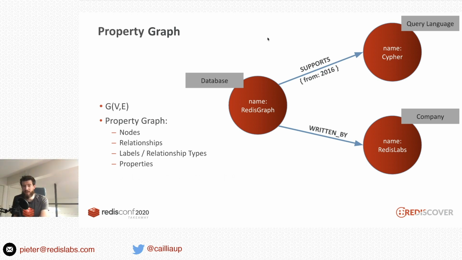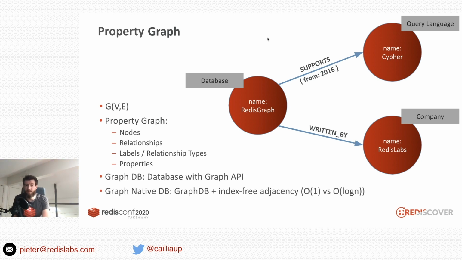So what is a graph database? A graph database is a database with a graph API. So it's a query language that allows you to query, in this case, a property graph. I do want to add on top of that there are also graph native databases, and graph native databases are graph databases with also an index-free adjacency.